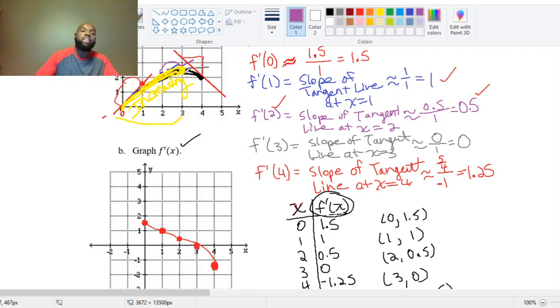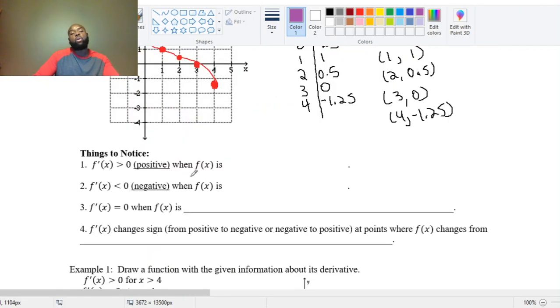Another thing, on this side of my graph, my function is decreasing. What do you notice about my derivative? So it's decreasing from 3 to 4, right? Notice my derivative function is below the x-axis. That means it's negative, all right? And so that's two properties that you want to know, right? F prime of x is greater than 0 when f of x is increasing. So your derivative is positive when your function is increasing, and your derivative is negative when your function is decreasing.